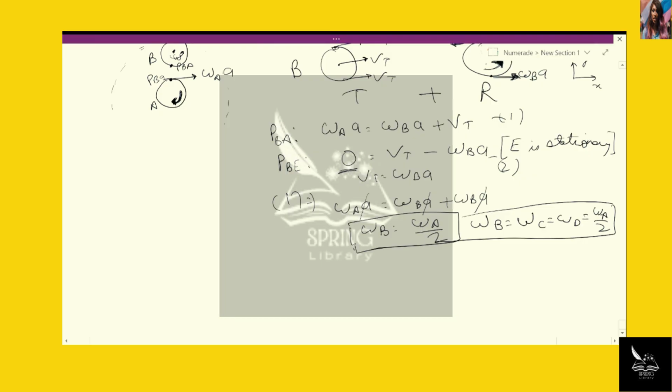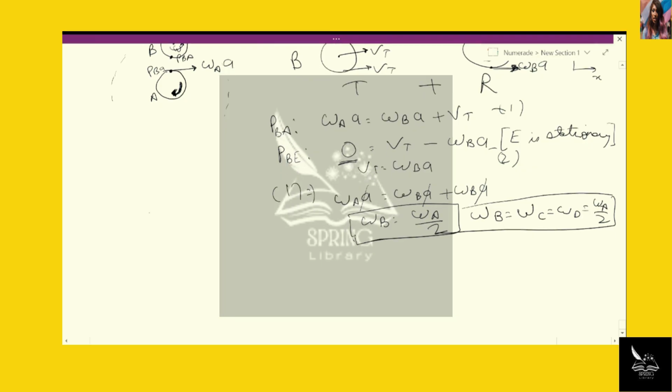Now, what is the angular velocity of the spider? So this is our spider. It's going from center of A to center of B, and also going from center of A to center of C, and then center of A to center of D. This is our spider. And we have just figured out the Vt for all of these individual gears B, C, and D. So let's call them VTB, VTC, VTD.